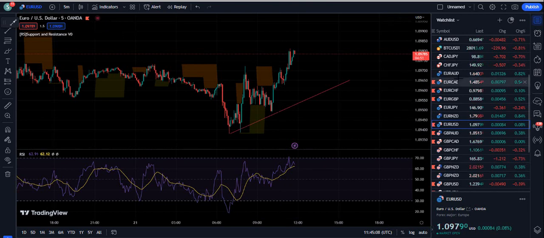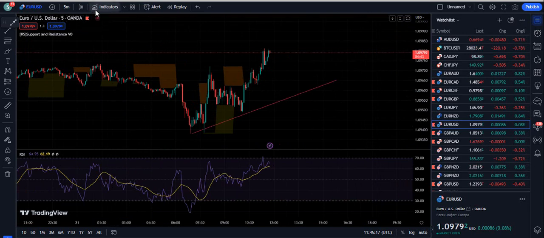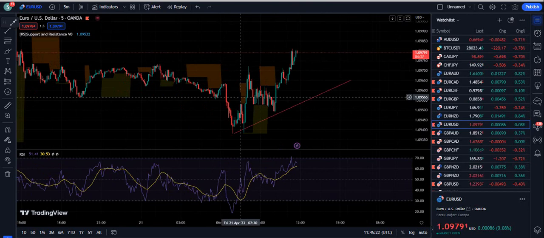You can use support and resistance and some volume indicators. There are a lot of volume indicators on TradingView. You can simply search, and they will show you the volume here, so that when the market is providing huge volume, you can use that. You can use the money flow indicator as well.